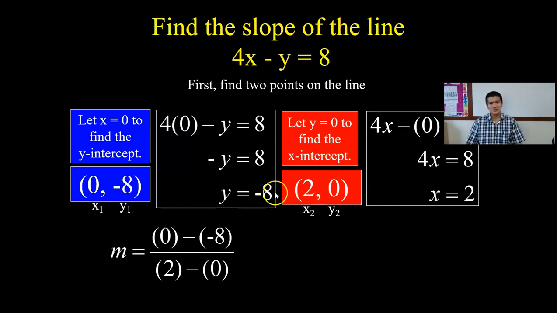And then, how will we solve that one? Point 1 and point 2. So we will have y sub 2 minus y sub 1 over x sub 2 minus x sub 1. And then we will get 4 for the slope of the line, which is equal to 4.